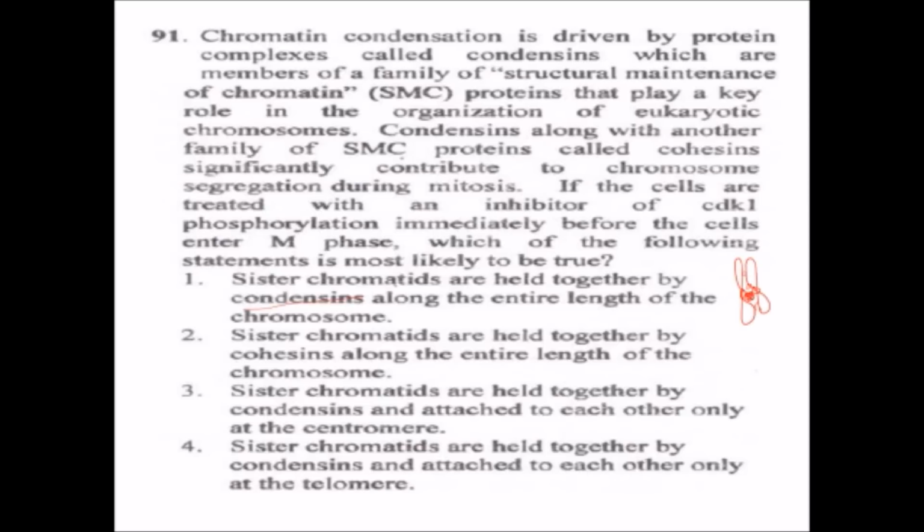Only it remains in the centromere regions where it holds the chromosomes for the equal distribution of chromosomes. But once the CDK1 activity is stopped, then this cohesion will also not get resolved and the entire length of the chromosome will remain together. So the answer will be that the sister chromatids are held together by condensins along the entire length of the chromosome. So the answer will be number 2.